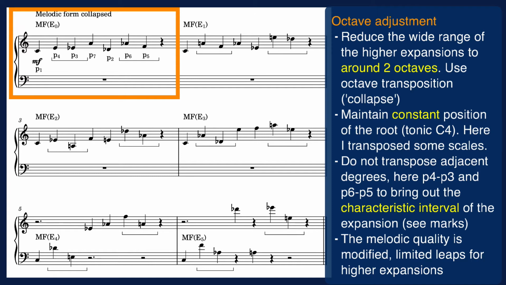Schillinger states that the tonic degree should be a constant pitch, here C4, but I took liberty and transposed the 2 last melodic forms to the lower octave. The melodic form applied to E0 is not modified.